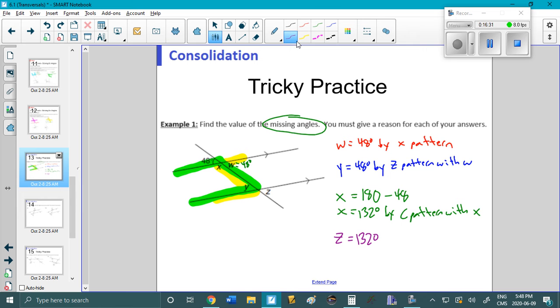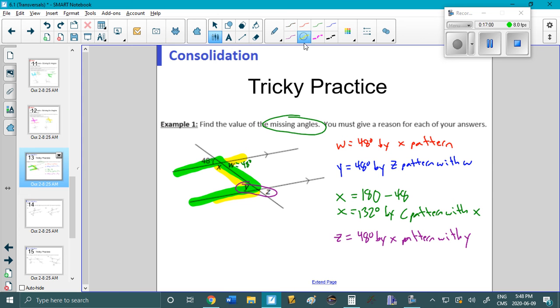Wait, what? No. X is the same as Y. So what I did there is I just looked at the last angle, which was wrong, because these two are the same. So Z equals 48 degrees by X pattern with angle Y. Now the reason I knew that was wrong is because that's an acute angle, so it can't be 132. That just doesn't make sense.